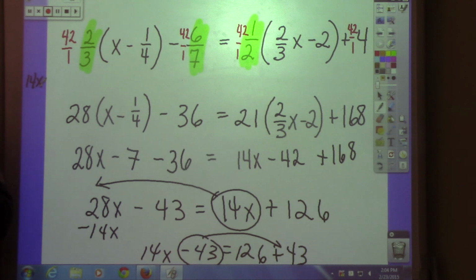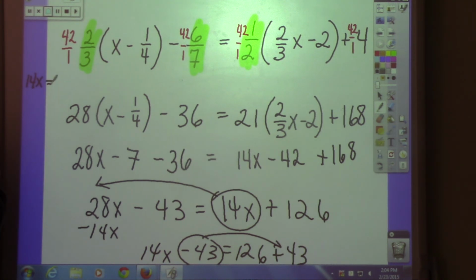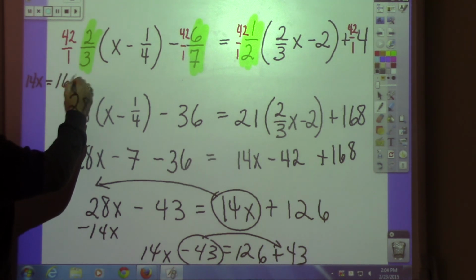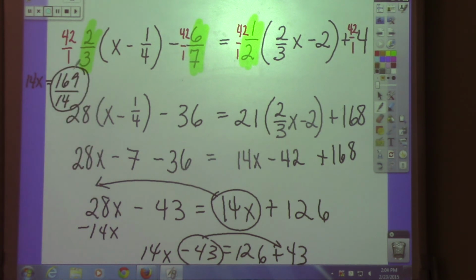14x is equal to 126 plus, what is that, 168? Yeah. And divide by 14. So your answer is 168 over 14.